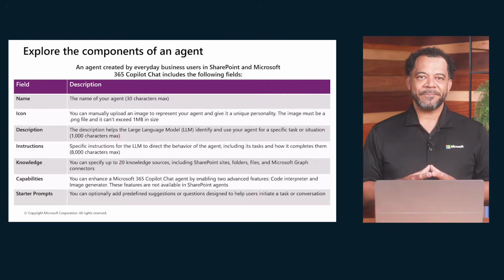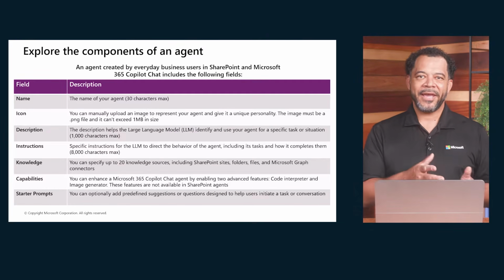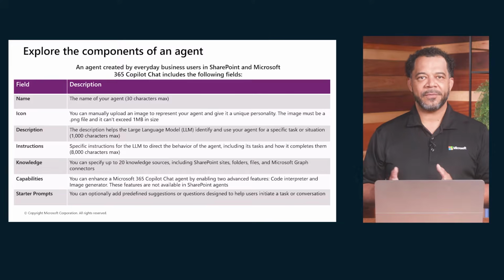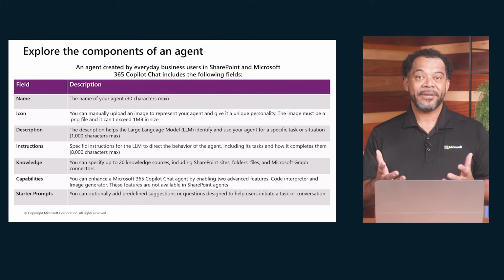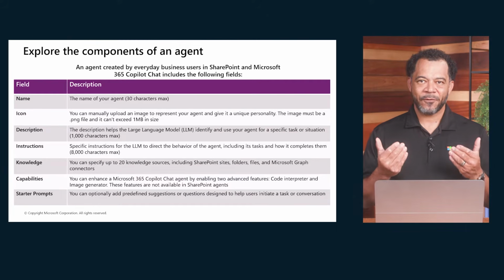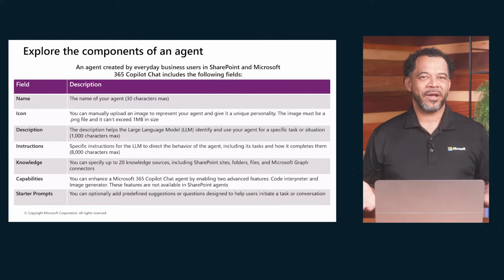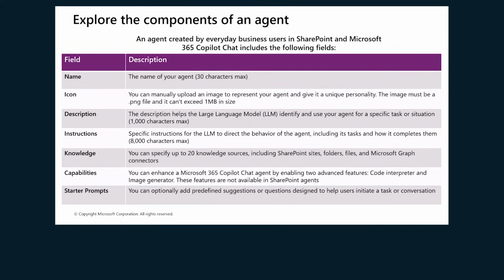So when you're building an agent, think of it like assembling a toolkit. Each component, the name, the icon, the description, the instructions, the knowledge, the capabilities, and the prompts, they play roles in shaping how the agent performs. And the best part? You don't need to be a developer to do any of this. It's designed for business users with intuitive tools that make the process approachable and effective.